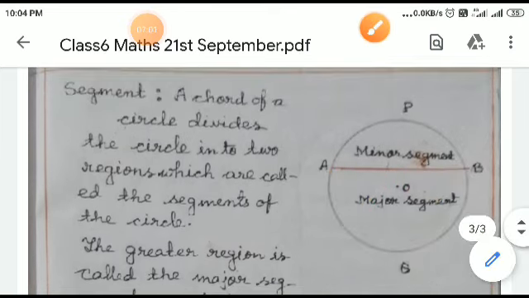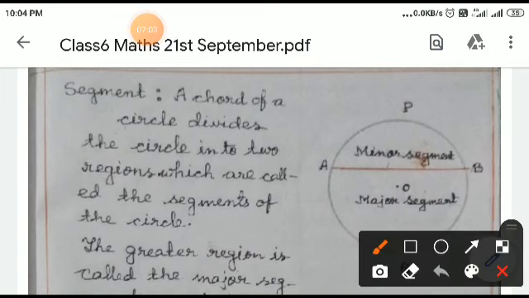So, a chord of a circle divides the circle into two parts, that is two regions, which are called the segments of the circle. The greater region is called the major segment and the smaller region is called the minor segment.